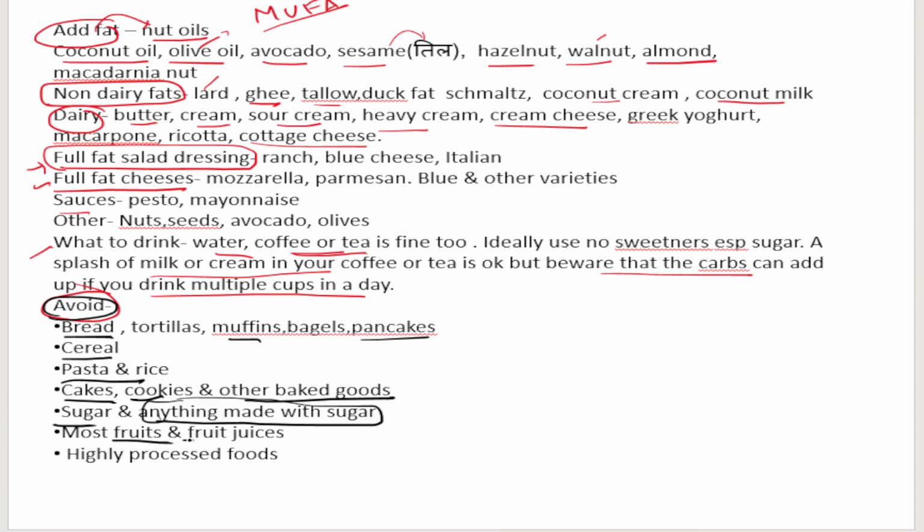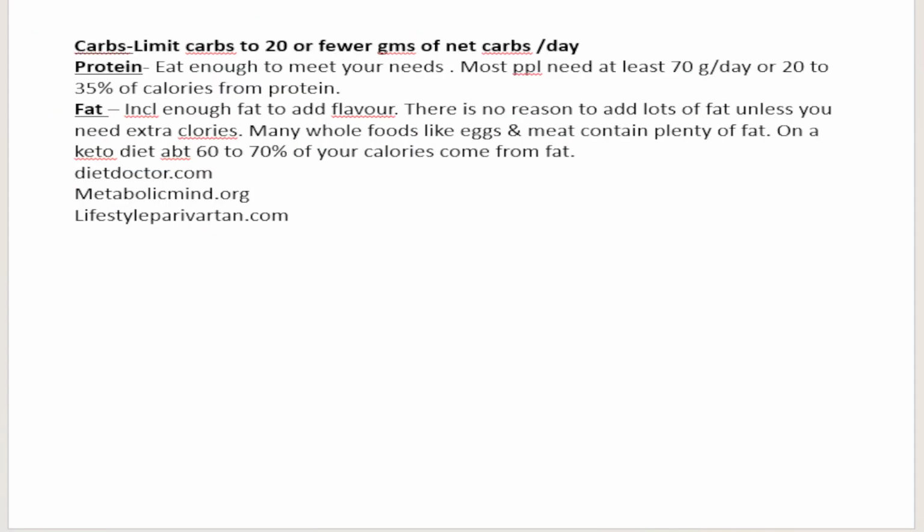Even fruit juices are prohibited. So most fruits and fruit juices are also prohibited in a strict ketogenic diet. Highly processed foods obviously are prohibited. You cannot eat junk food.